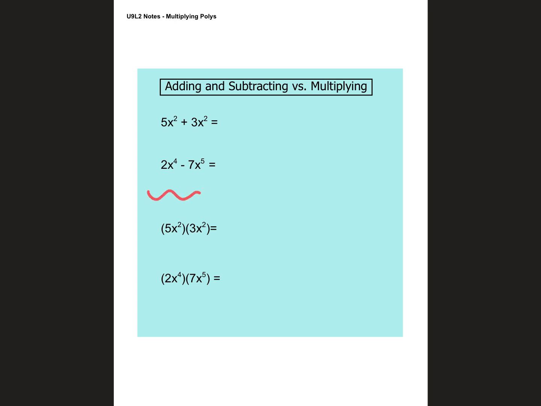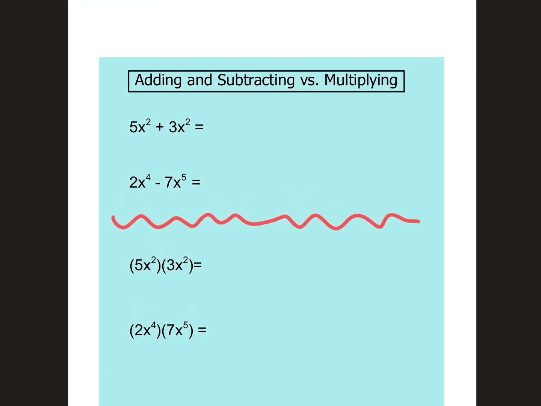Now when you add or subtract, you have to have like terms, meaning your variables have to match. So if we look at the first two examples, in the first one, we can add those two together because we have an x squared. That variable is going to stay the same, and we're going to combine our coefficients by adding. 5 plus 3 gives me 8, so I get a total of 8x squared.